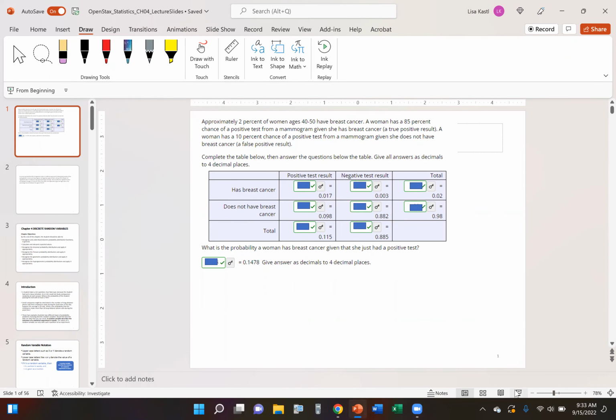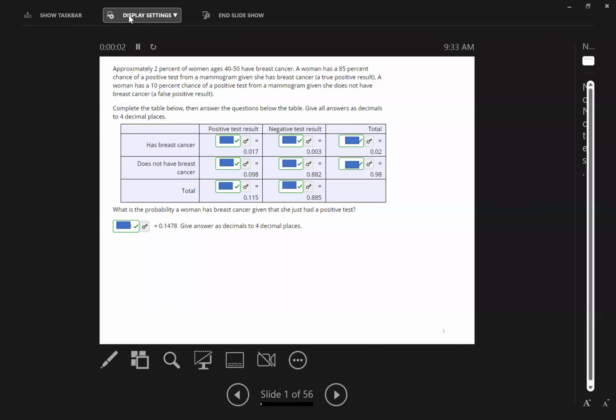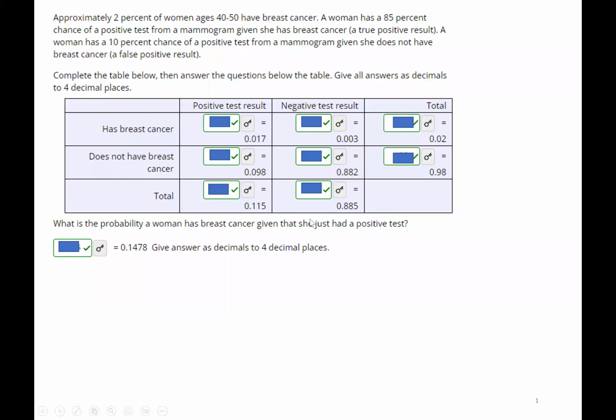The first one I wanted to take a look at is the first problem. And this is a very typical Bayes' theorem problem. Forgive me for covering up the answers, but I thought it would be way more exciting if we found the answers together. This is a typical problem where you're either given conditional probabilities and you have to find intersections, so probabilities of this and that, or you're given a conditional and at the end you have to find a conditional also.